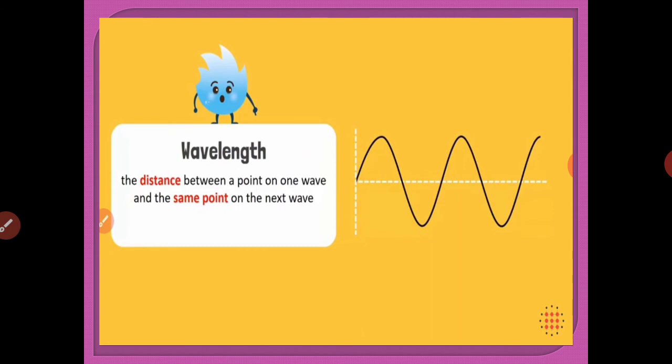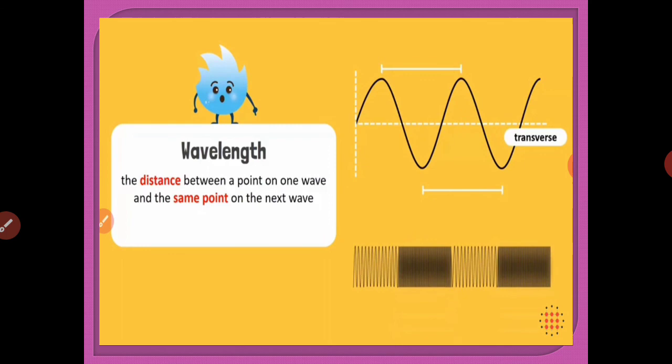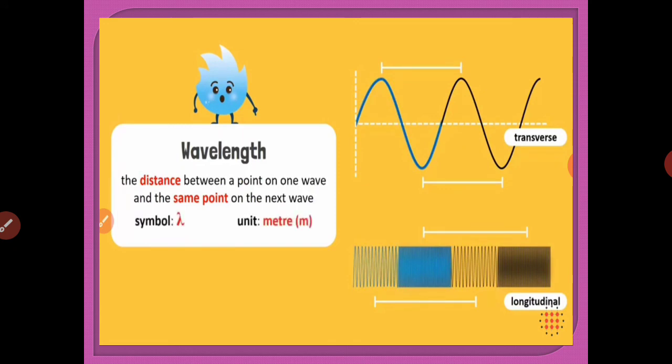Next, let us discuss wavelengths. A wavelength is the distance between a point on one wave and the same point on the next wave. For example, these two points can either be two consecutive crests or two consecutive troughs in transverse waves, or they can be the distance between two consecutive compressions or rarefactions in longitudinal waves. The wavelength is also the length of one complete wave. It is denoted by the Greek letter lambda and is usually measured in meters, m.